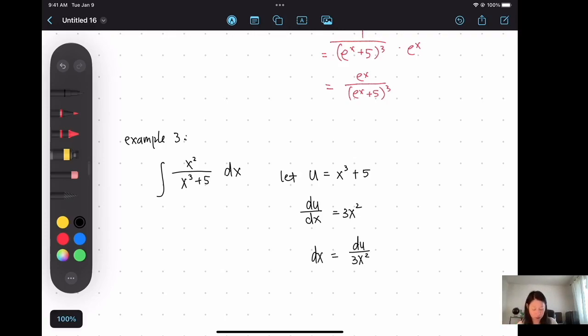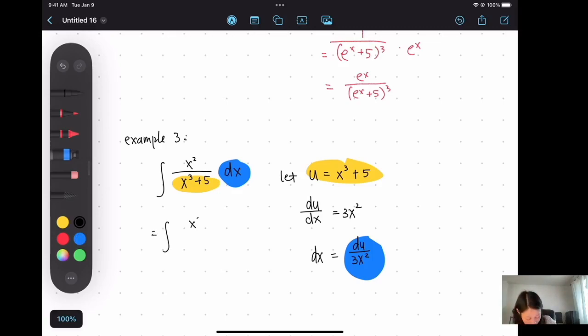Now we can substitute things back. I substitute u for x cubed plus 5, and I substitute dx with du over 3x squared. Simplify, I have 1/3, pull the coefficient out, 1 over u du.